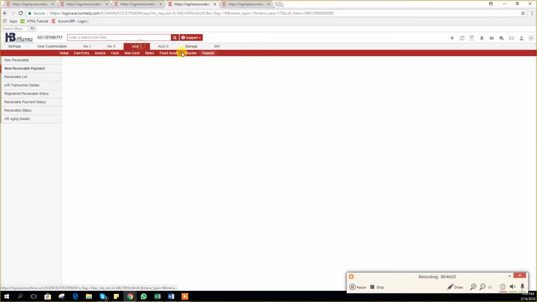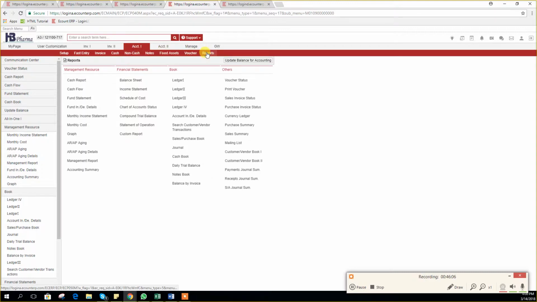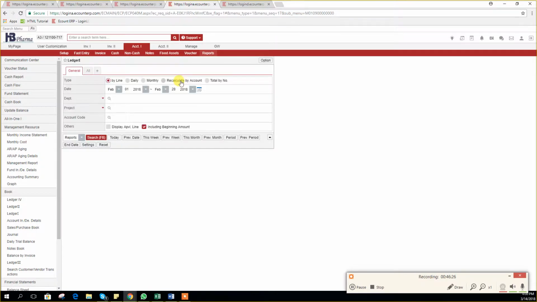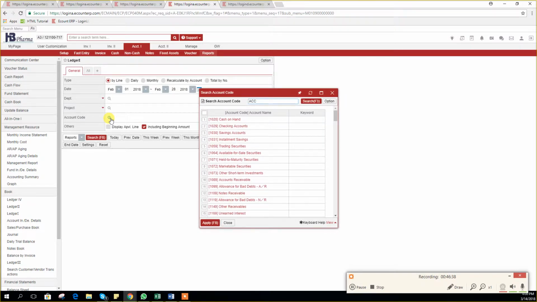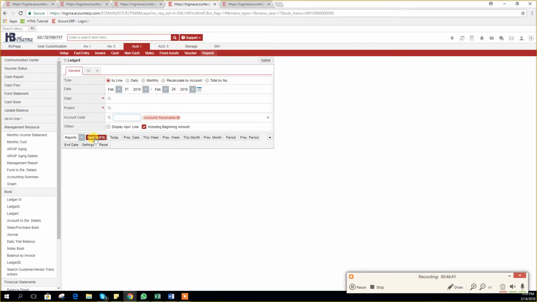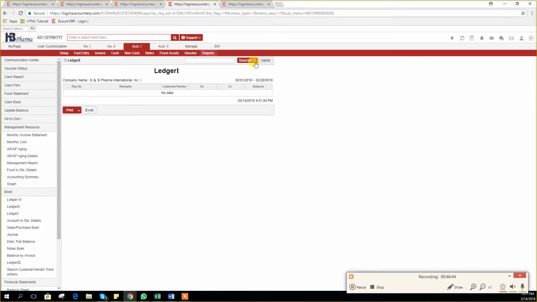There is a function. If you go to accounting 1 reports here, there is all kinds of ledger here, 1, 2, 3, 4. So what is this all for, right? So just briefly go through. Now ledger 1 is the very basic one. You just put in your account code and it will tell you. Let's say accounts receivable. I were to search this and then there is nothing.